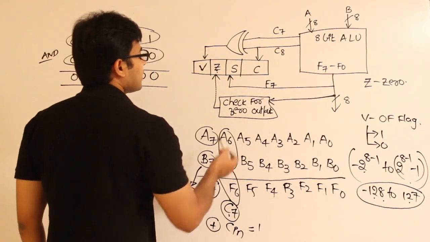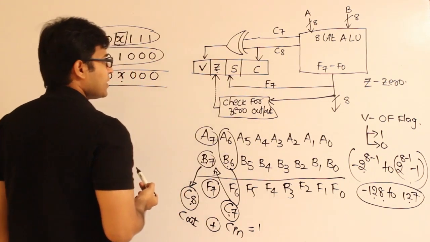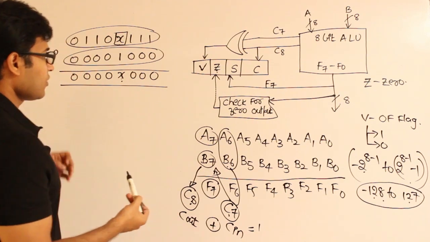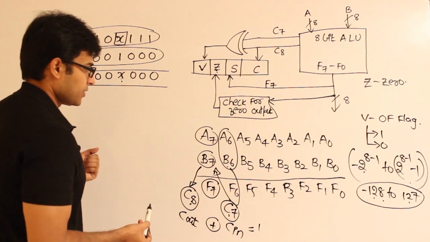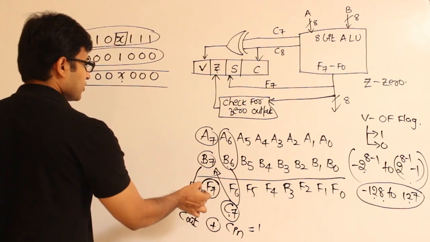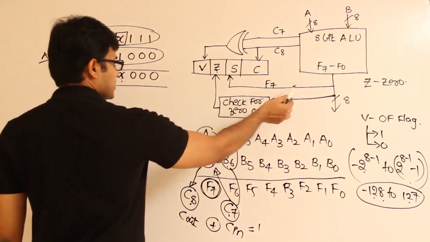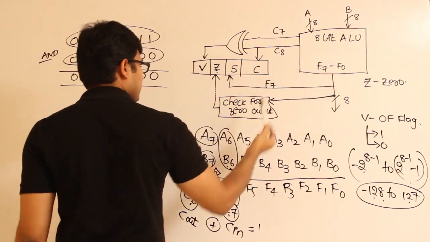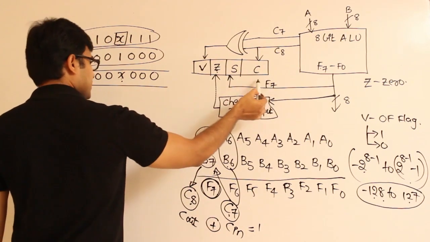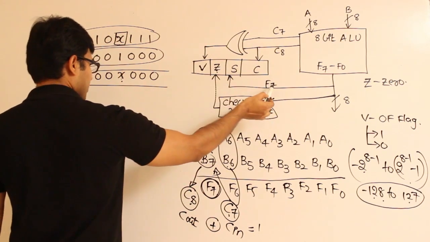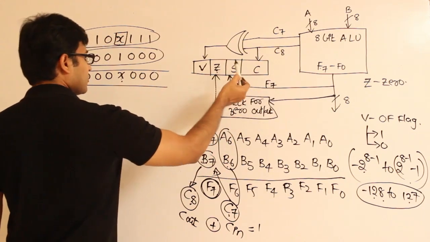And the next one is the sign bit. The sign bit is used in order to find out the sign of the result. We know that if it is a 2's complement number, the most significant bit is going to be the sign bit. So by taking the most significant bit F7, that is passed into S. Therefore, if F7 equal to 1, it is a negative number and S will be set to 1. If F7 equal to 0, it is a positive number and S will be set to 0.